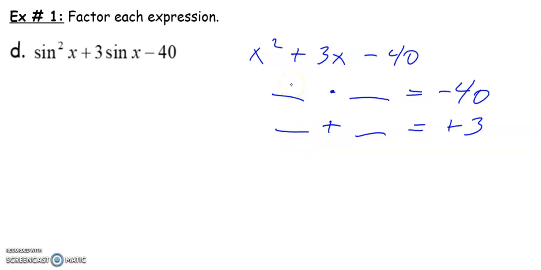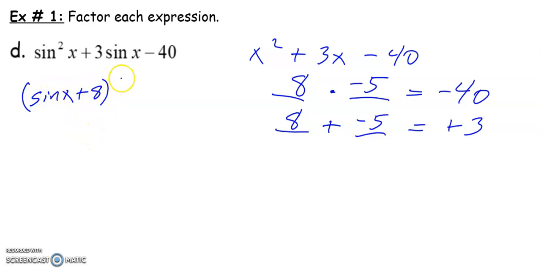Now you may have factored these differently, and that's okay. This is just the way I like to do it. You can continue to factor it your way. So 8 times negative 5 gives me negative 40. 8 plus negative 5 gives me positive 3. So when I factor this, I'm not going to say x, we're going to say sine x. So sine x plus 8.